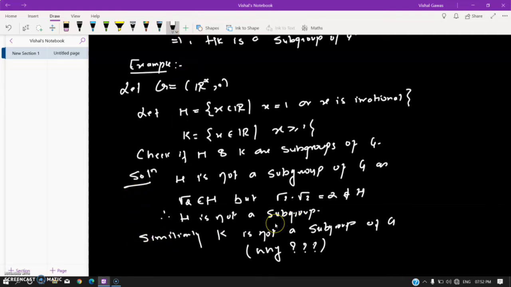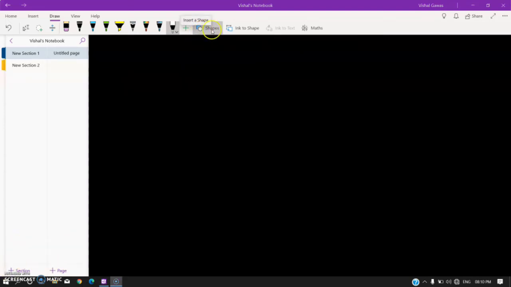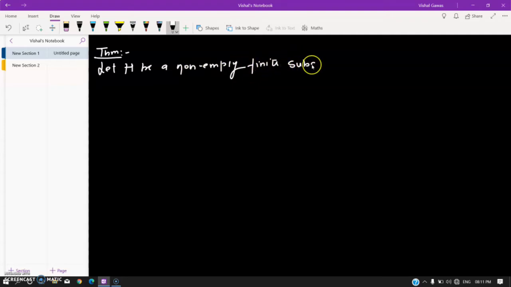Yeah, so let's go and do more things. Let's look at this theorem. It deals with how to check whether a finite set is a subgroup. Theorem: let H be a non-empty finite subset of a group G.